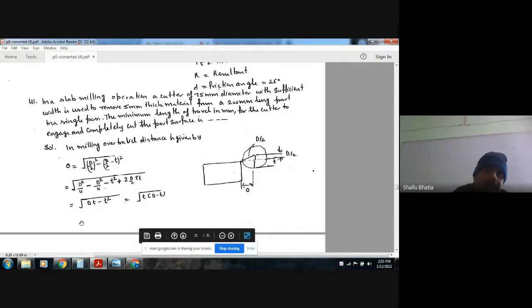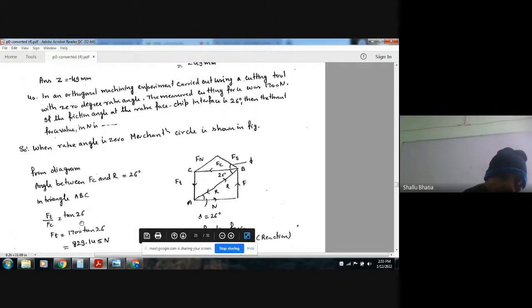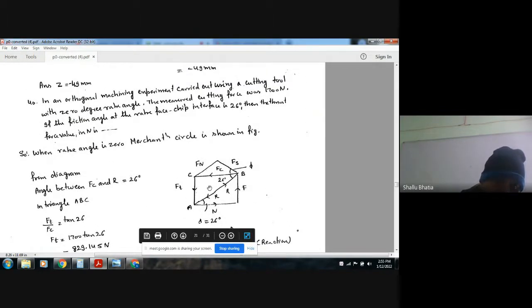Here the basic fundamental you have to remember is that when the rake angle is zero, then F becomes vertical, this becomes horizontal, Ft becomes vertical, and this is Fc horizontal. This friction angle is given as 26, and Fc is given, so by solving this equation we can get Ft.